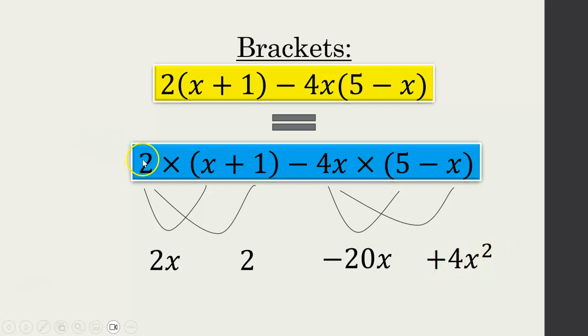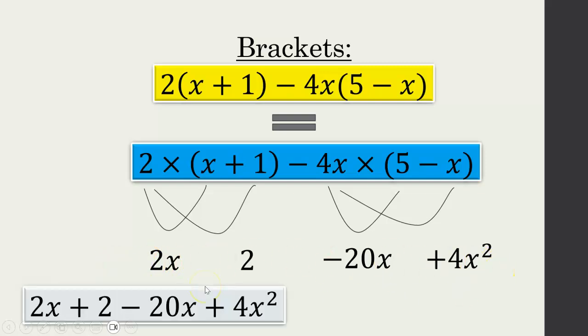So I'll say it again. What I did was I just looked, okay, it's 2 multiplied by the bracket. Then I do 2 by the first thing, 2 by the second thing. Then I'm going over to this bracket. I have minus 4x times bracket, minus 4x by the first thing, minus 4x by the second thing. Then I get all these answers at the bottom. So what am I going to do? Well, you just combine them. So I have 2x plus 2 minus 20x plus 4x squared.